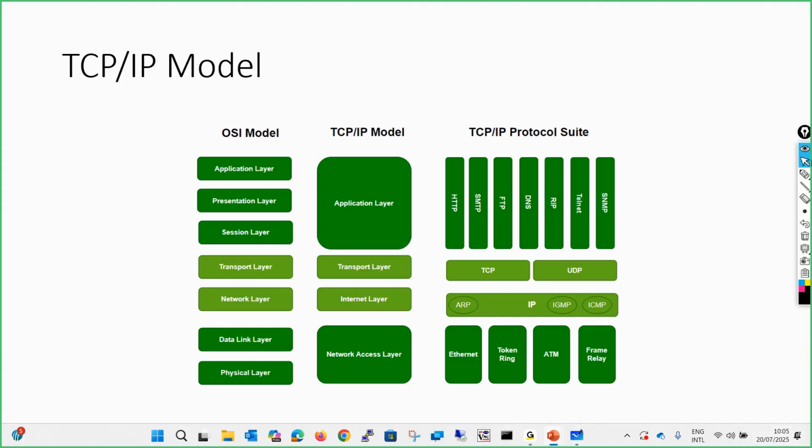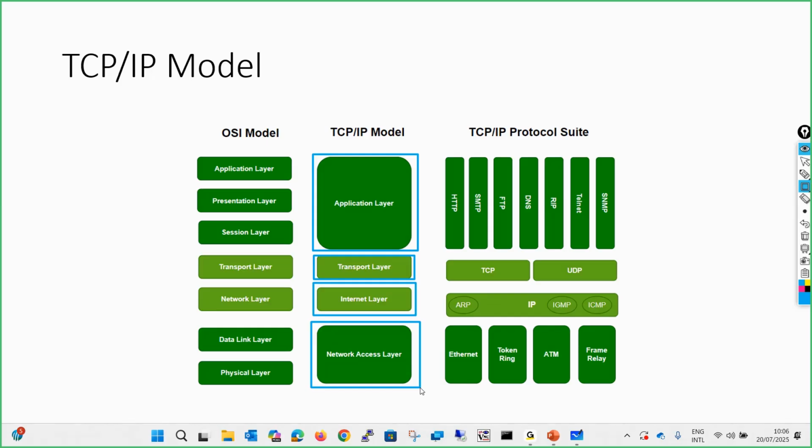Which are those 4 layers? They are the application layer, transport layer, internet layer, and network access layer. These are the 4 layers in the TCP/IP model.